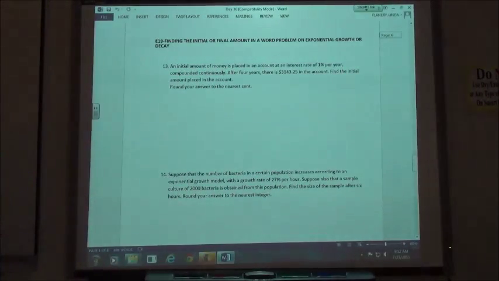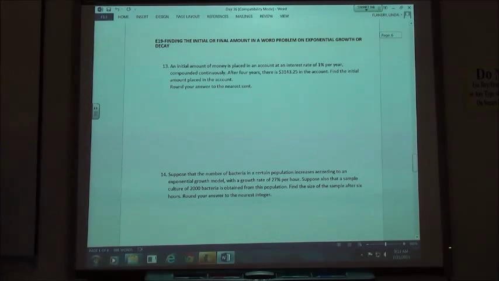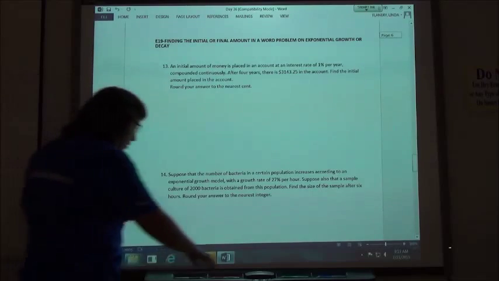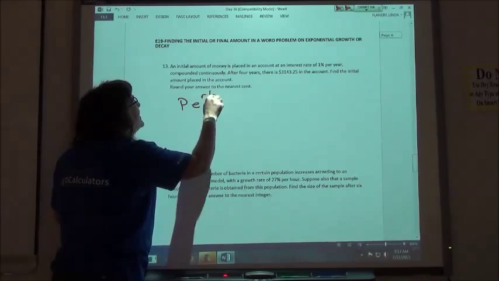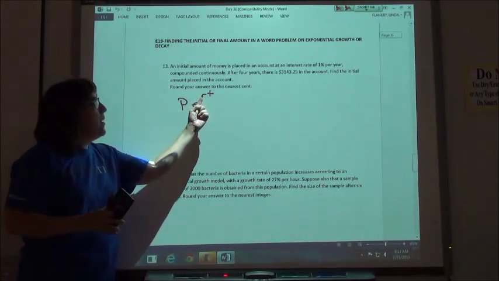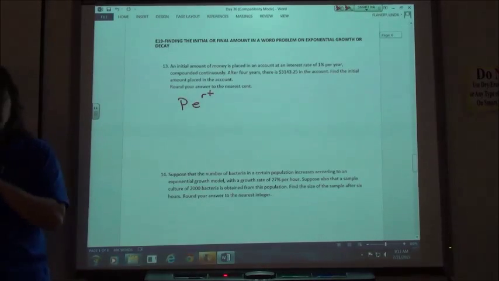Number 13 says an initial amount of money is placed in an account at an interest rate of 1% per year compounded continuously. It's compounded continuously, so we're going to use a base e formula. It's going to look something like this: P e to the rt. If it's a positive interest rate, r is positive. If it's decreasing, r is going to be negative.